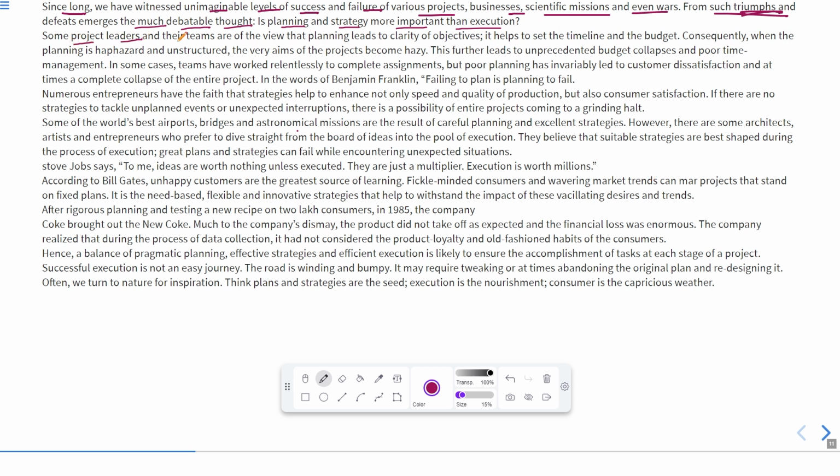Some project leaders and their teams are of the view that planning leads to clarity of objectives. It helps to set the timeline and the budget. So some project leaders or their teams think that if one plans anything, it leads to clarity of objectives. It means they will clear the objectives that we need to do and for which we are doing something. It helps to set the timeline. If we plan something, that will make the timeline or the deadline. It will give us the deadline that by this time we have to complete this thing. And the budget, it means the amount of money which is required in doing that particular thing or event.